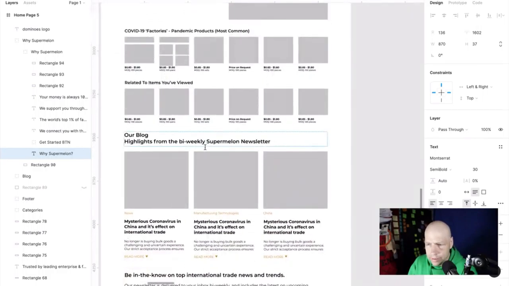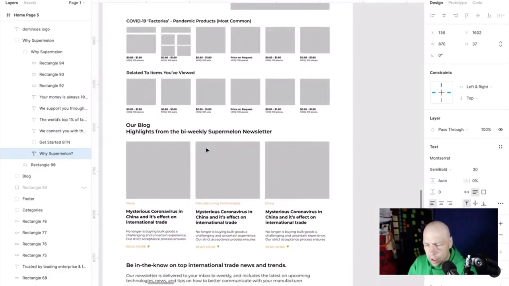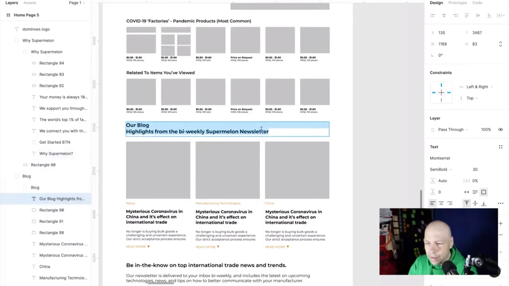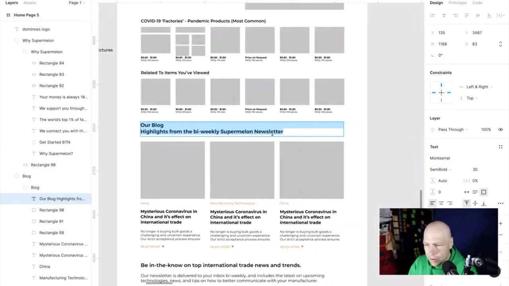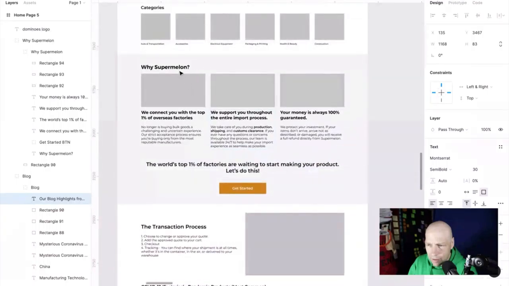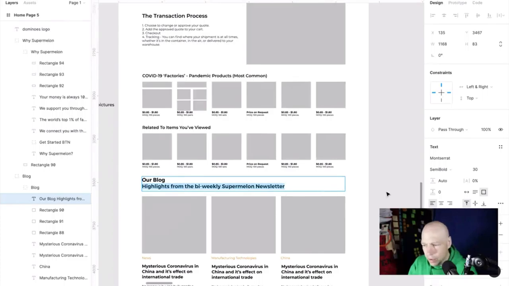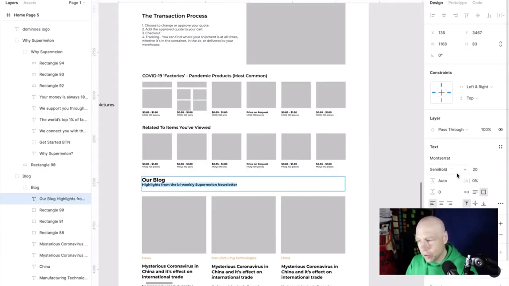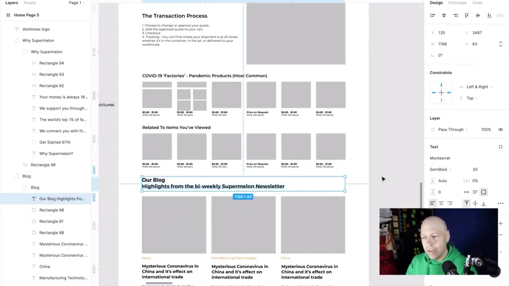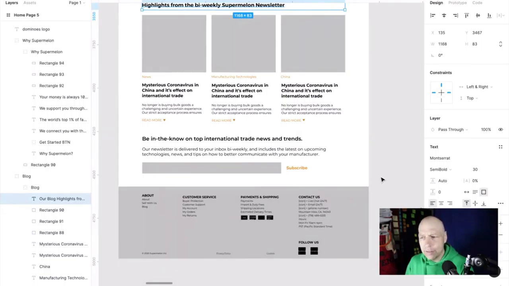Transaction process, our blog. Seems like this is like two things. It could be that's like why Supermelon. It seems like highlights from our weekly Supermelon is like a secondary, and I don't want to put words in here, but is it some sort of combination like that? It just seems like that's a tagline to our blog, not at the same level. So that's something that I would advise taking a peek at.